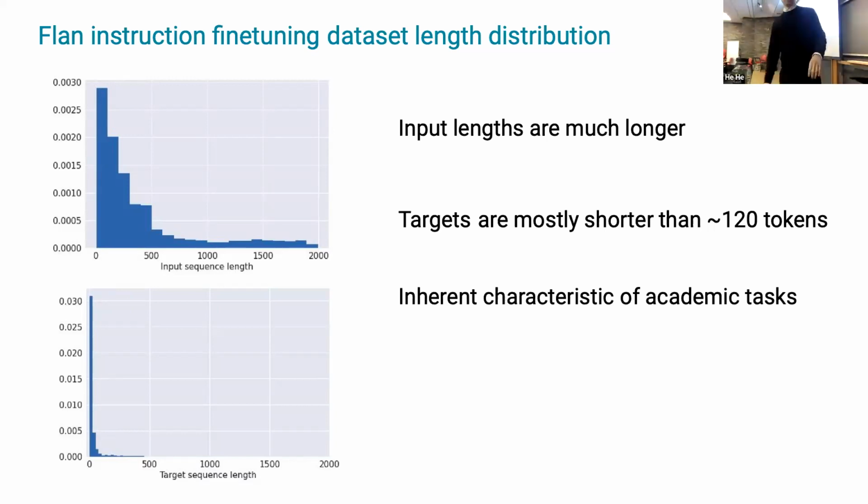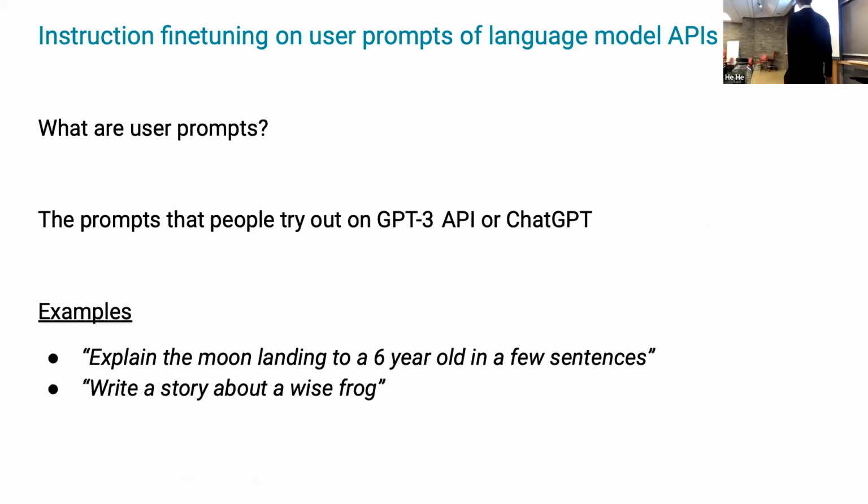So we cannot really iterate on the research ideas fast enough. So as a field, we should think about it. Now let's go on to the second flavor, which was training on the user prompts.